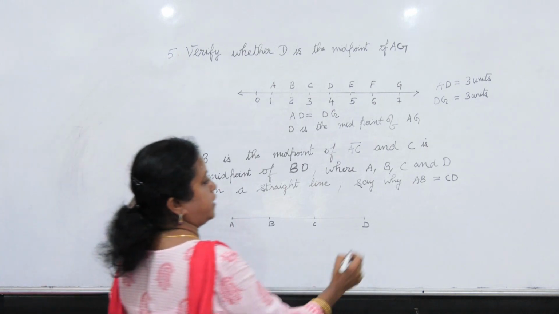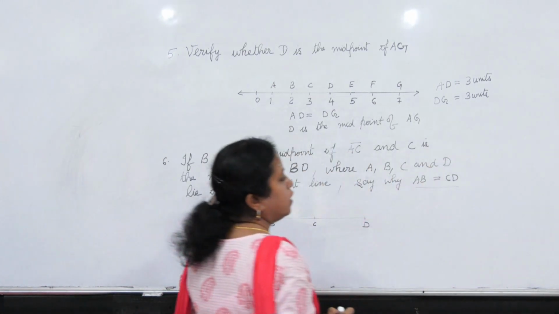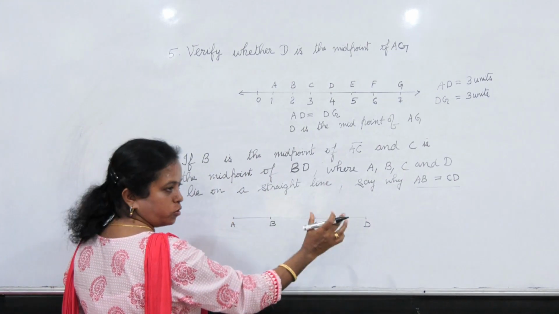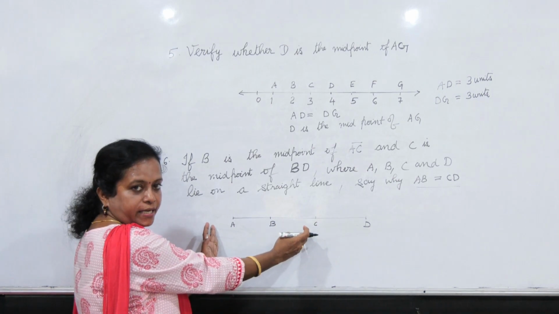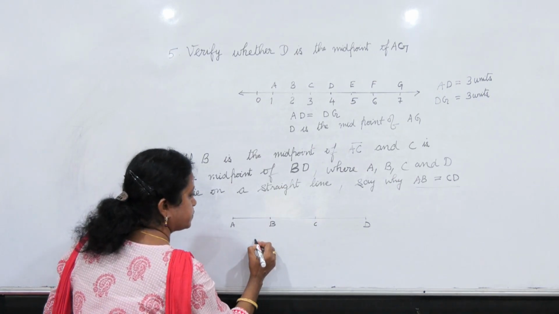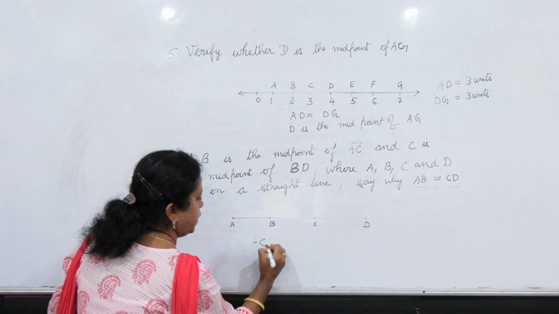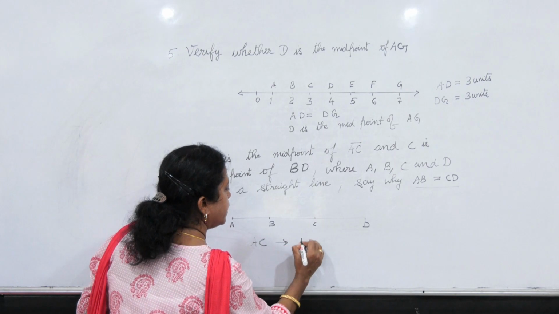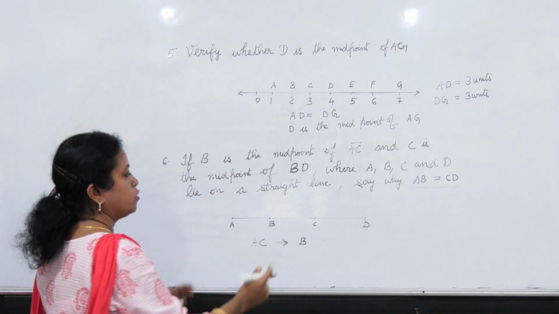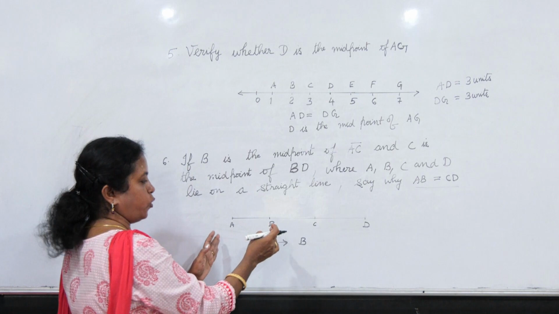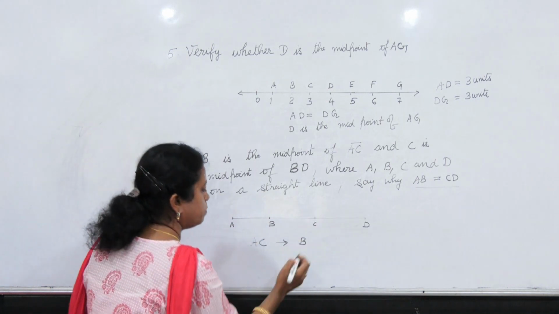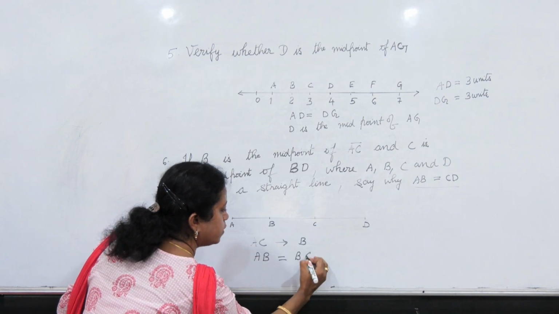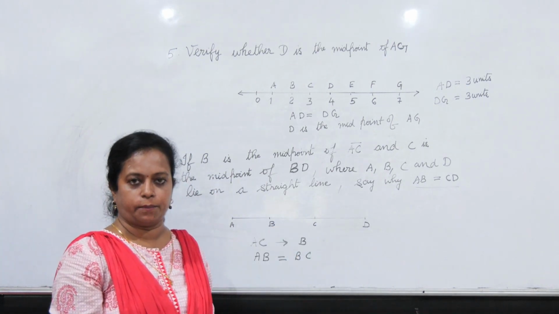So now we have to prove whether AB is equal to CD. Let us see whether AB is equal to CD. Now we will take the first line segment, that is AC. In AC, which is the midpoint that is given in the question? B is the midpoint. So according to what we have learnt in midpoint, AB will be equal to BC. AB will be exactly equal to BC in the given line segment.